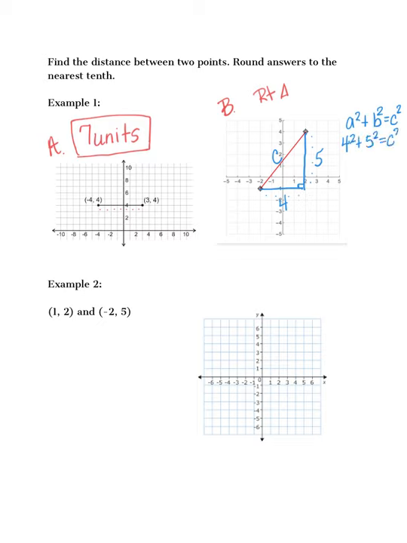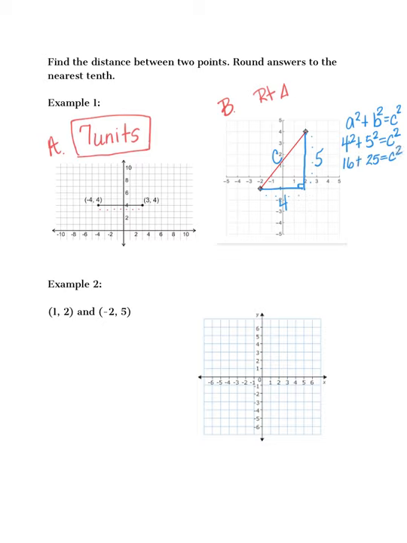So 4 squared plus 5 squared equals c squared. Then I'm going to square the numbers. Now you have a problem just like last Thursday. I'm going to square 4 and get 16. I'm going to square 5 and get 25. And bring down my plus sign and equal c squared.